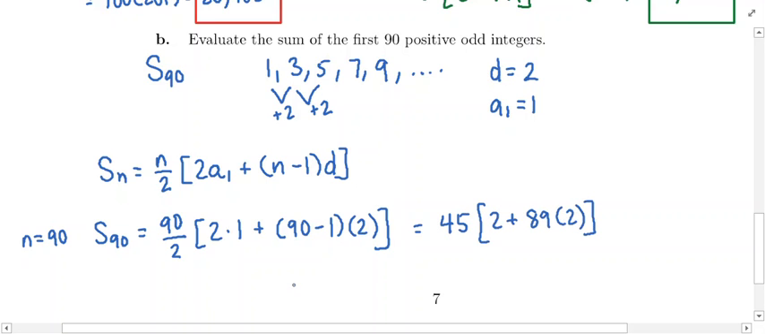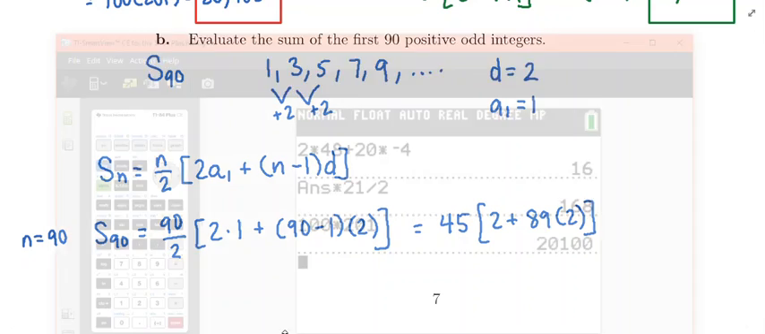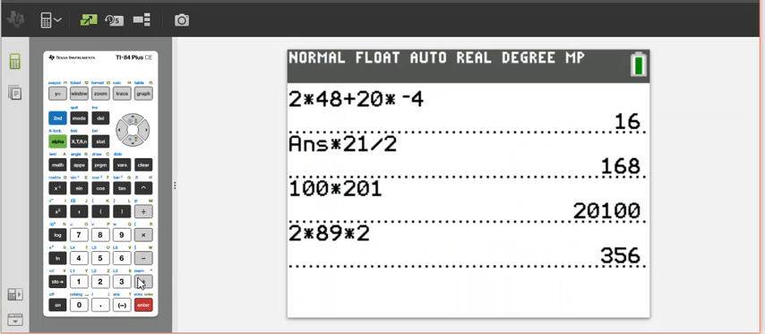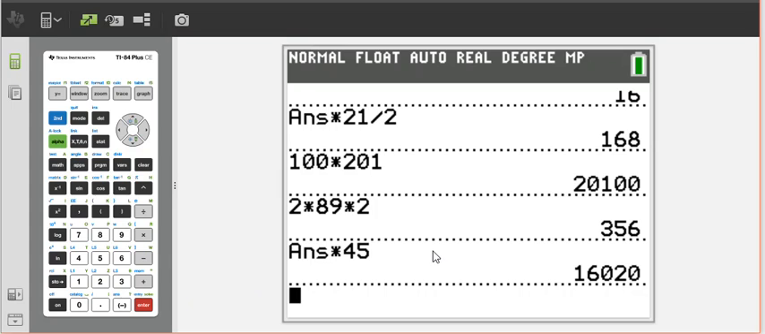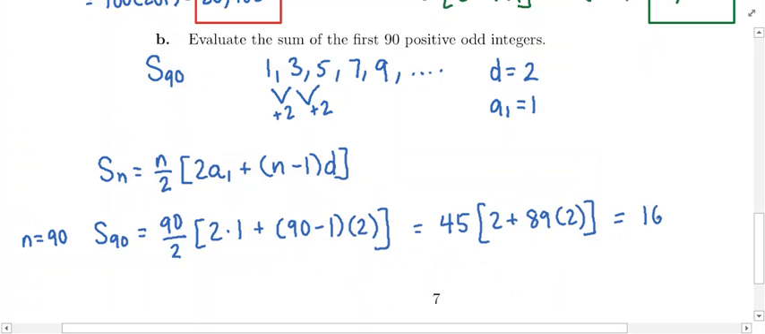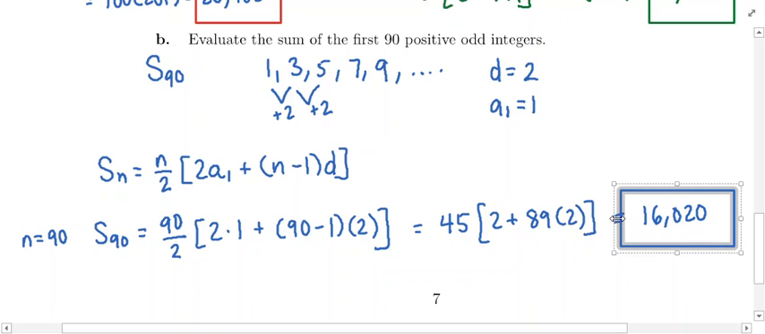I'm going to go to my calculator. I will compute what's in the brackets first: 2 plus 89 times 2. Then we need to multiply this by 45. And so the sum of the first 90 positive odd integers is 16,020. And that's it. This is a lot easier. I know you have to apply a formula, but it's a lot easier than writing out the first 90 terms and then trying to add them all up.